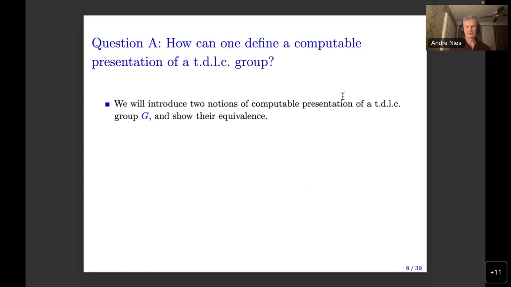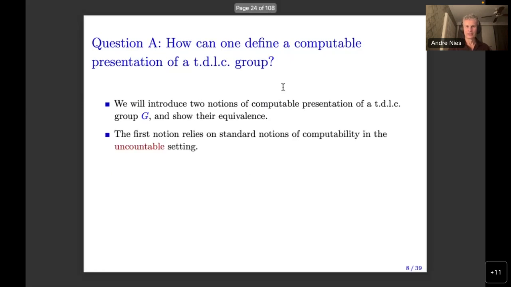So really I talk about question A, how to define a computable presentation. In fact, I do it in two ways. I define two notions of computable presentations. No, actually I show these are equivalent in a very nice uniform sense. The first notion is pretty much standard, using paths on a certain tree, and standard notions of computability as they are used in the uncountable setting.